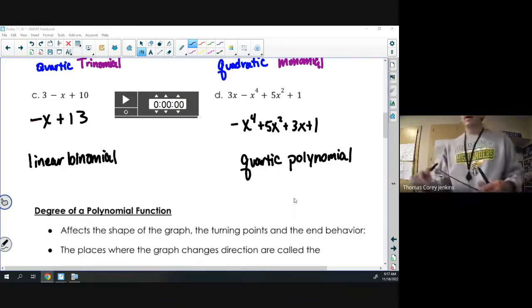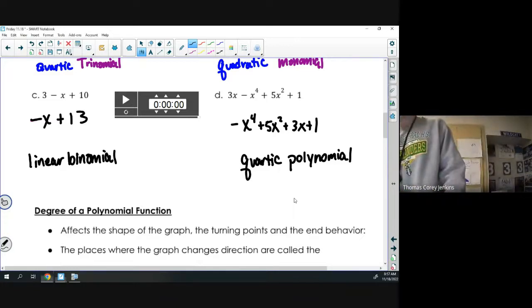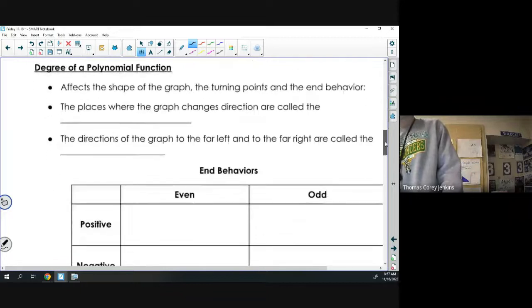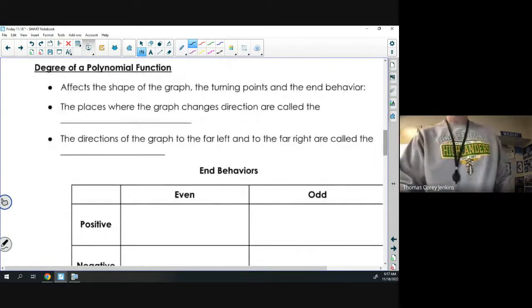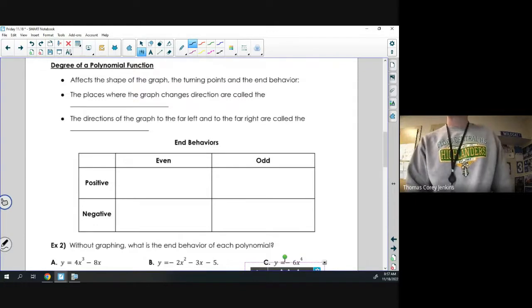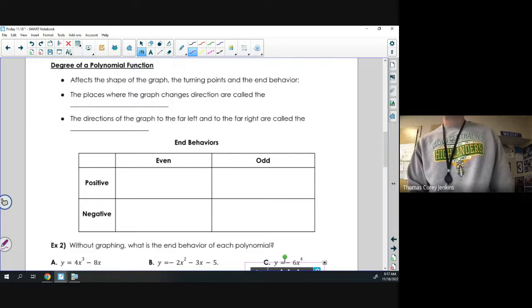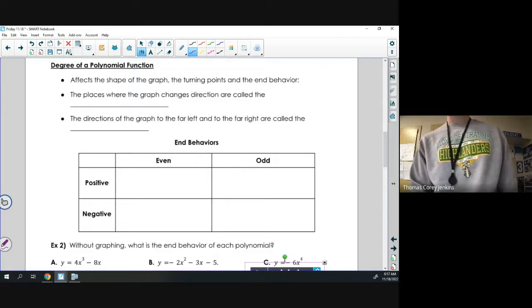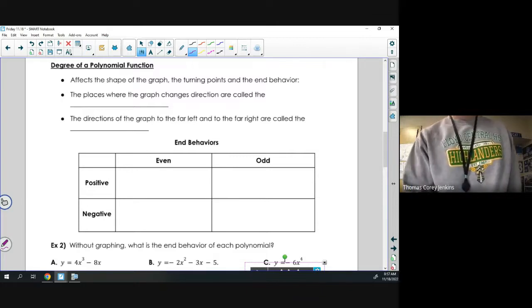All right. So not a whole lot of math involved there, but knowing how to write in standard form is important. Now we'll get into describing these graphs. Some key features that we'll focus on have to do with the degree of the polynomial. The degree affects the shape of the graph, the turning points, and the end behavior. The places where the graph changes direction, those are your turning points.